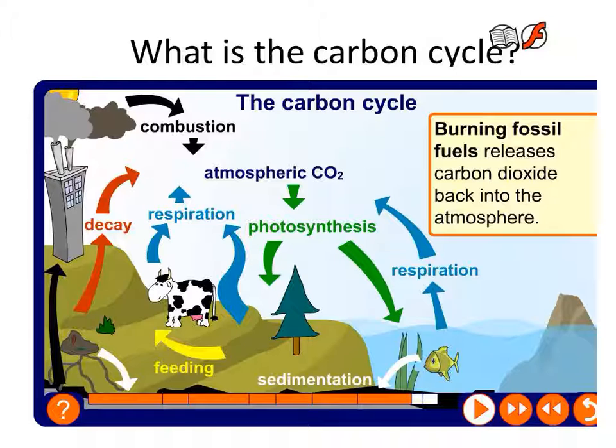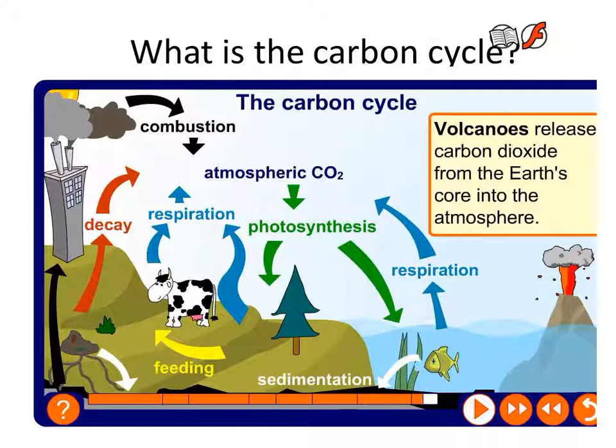Another way in which carbon dioxide can be released into the atmosphere is a man-made one this time. So the combustion, the burning of fuels, whether it is in our homes, factories or in our cars, releases carbon dioxide back into the air. A final way in which carbon dioxide is released back into the atmosphere is through volcanic eruptions. So when volcanoes erupt, they release carbon dioxide as well as other things into the atmosphere that is then available for plants to use.